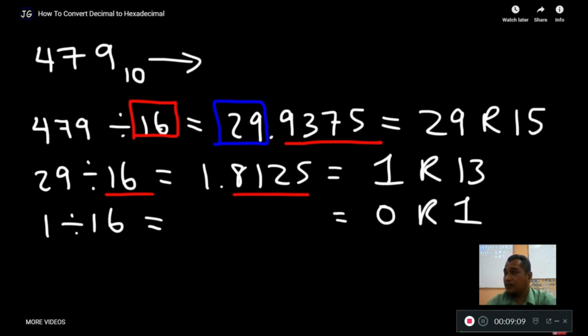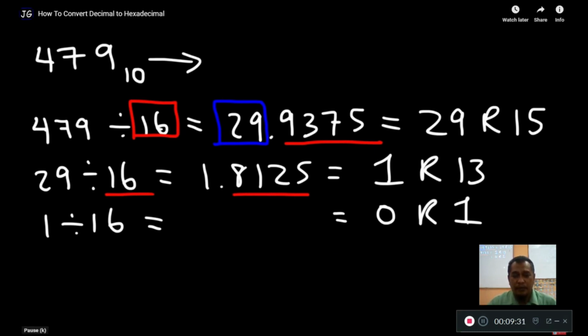1 D F tu. 1 C ke 1 G? Jadi awak tak boleh buat jawapan 1, 13, 15. 13 sama dengan D. 15 sama dengan F. Jadi jawapannya ialah 1 D 15 ha?